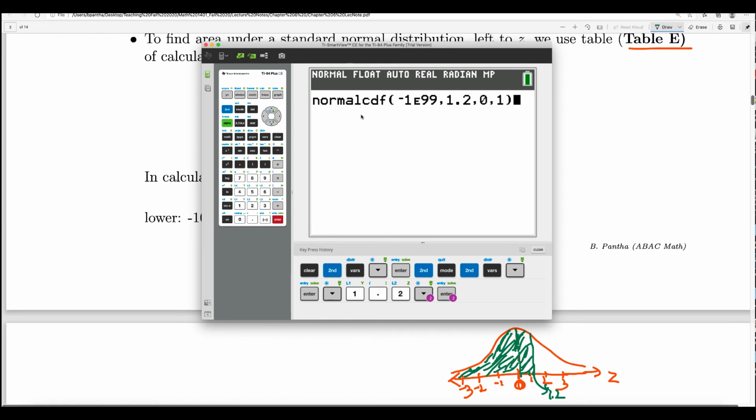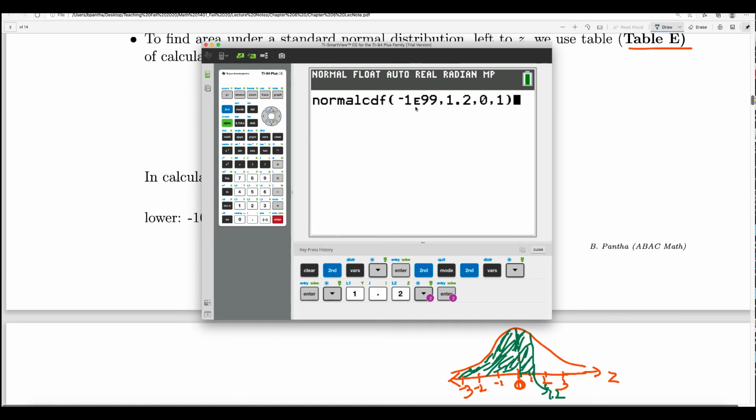Now, if you are using a TI-83 calculator, you need to find normal CDF the same way we did, and then you need to enter -10 to the 99, or you can do -100. That's fine here. And then left bound, right bound, and then 0 and then 1. This is for the standard normal. Since this question asks for the area left of 1.2, for the left bound you should pick a very small number like -10 to the 10 or -10 to the 99. The calculator picks -10 to the 99.